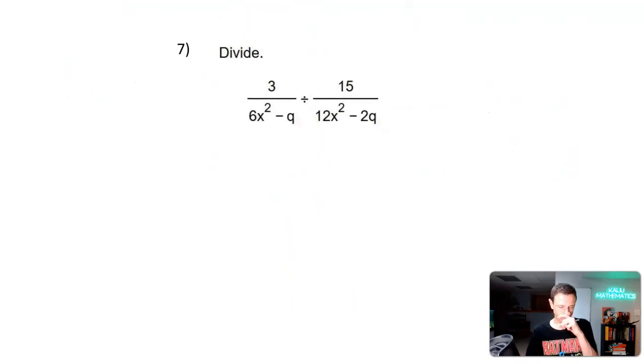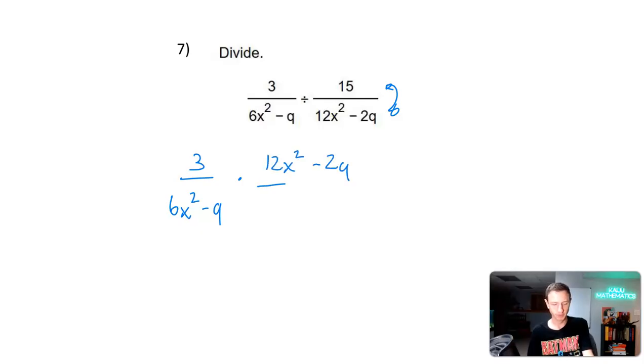Here's another division one. I wanted to try one that was a little bit more complicated with some more factoring, so I grabbed this one. We want to change division to multiplication and take the reciprocal. It's 3 over 6x squared minus q times 12x squared minus 2q over 15.